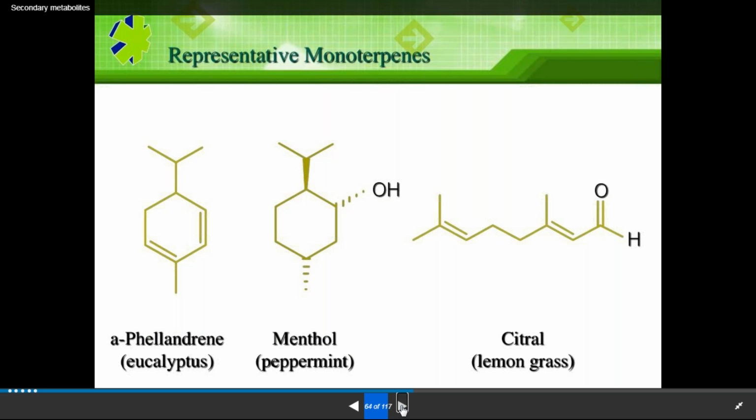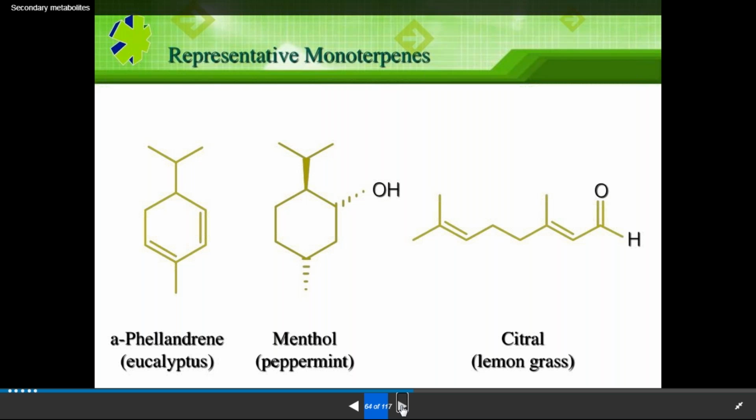Next, coming to monoterpenes. So we have alpha-phellandrene, which is present in eucalyptus. Then menthol, very well known menthol. It is present in peppermint. Where have you heard of this word menthol? It is used as a flavoring agent in commercial products. Toothpaste, mouthwash, after shaving lotions. It has an antibacterial effect as well as it gives a cooling effect. You can also see it in chewing gums, isn't it?